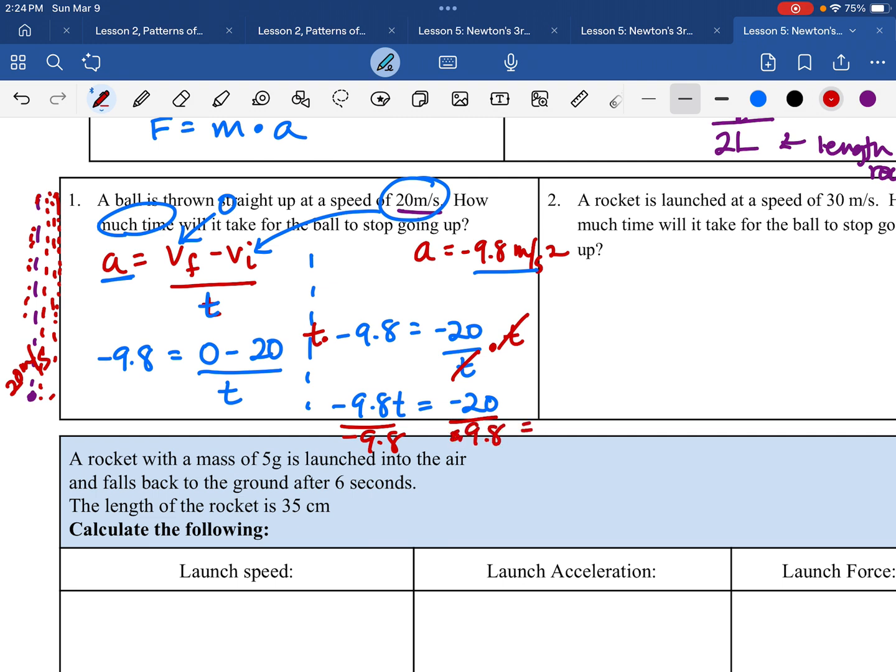9.8. And we get t equals 2.04 seconds. So after 2.04 seconds, the ball will stop going up and it will start coming down.